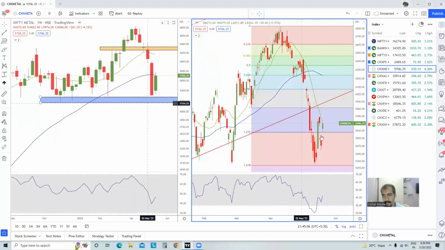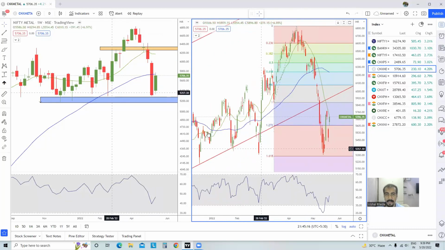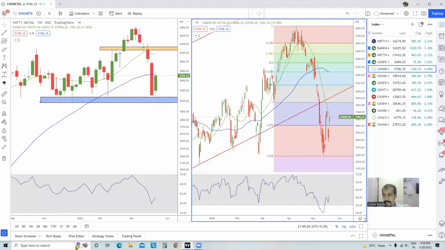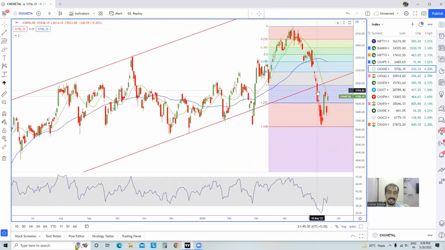Metal pack. If we check why this bounce back has come, obviously the entire market is bouncing back, but if you just check the metal pack, there are three reasons. Number one reason is we do have a support band over here in the weekly time frame chart, which is the medium term chart. If you check the daily chart, we do have a trend line breakdown over here.